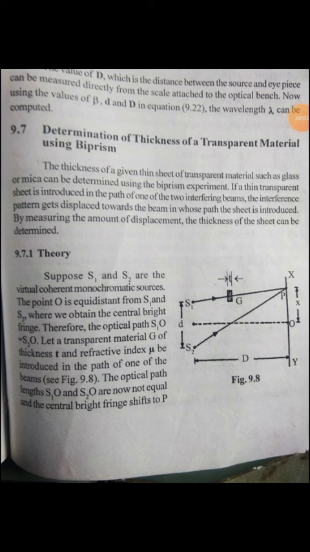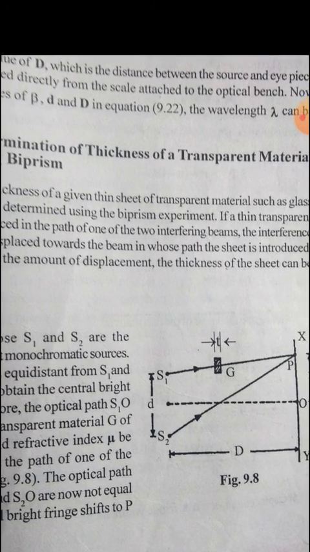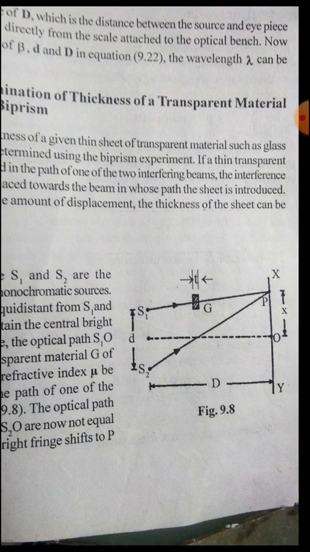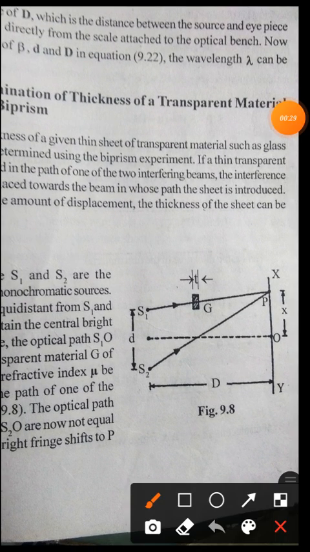Determination of thickness of a transparent material using biprism. So transparent material యొక్క థిక్నెస్ బైప్రిజం ఉపయోగించి డిటర్మైన్ చేయాలి. That is a concept: the thickness of a given thin sheet of transparent material. ఇక్కడ థిన్ షీట్ ఏదంటే ఇది.